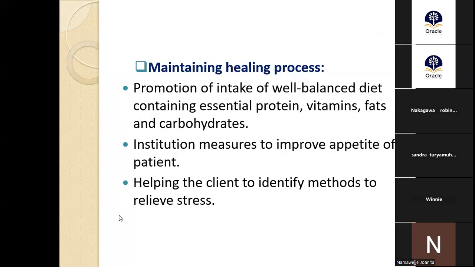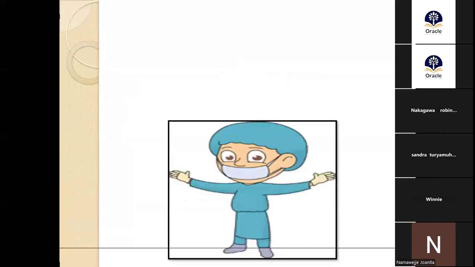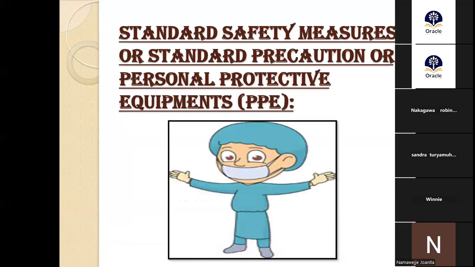Maintaining the healing process. So how do you maintain the healing process? Remember, one factor which affects wound healing is nutrition. So we need to take a balanced diet. Consider the appetite of the patient. Patients must be eating well so that their immunity is boosted. Help the client identify methods of stress relief, since stress can also interfere with immunity. So we must be finishing.